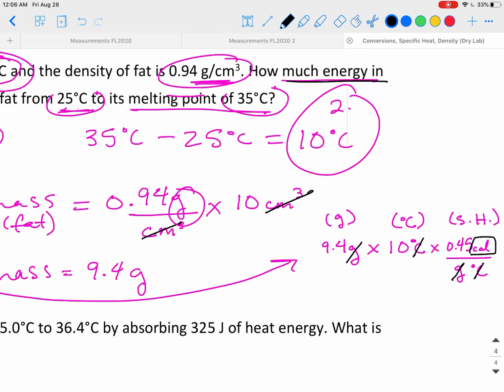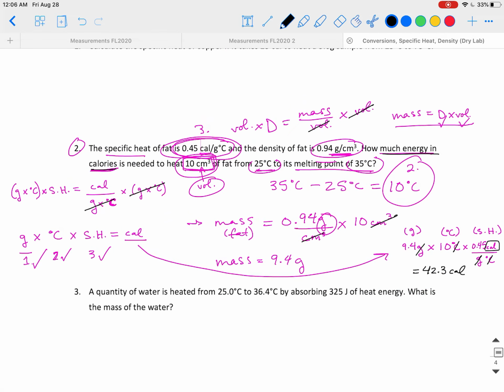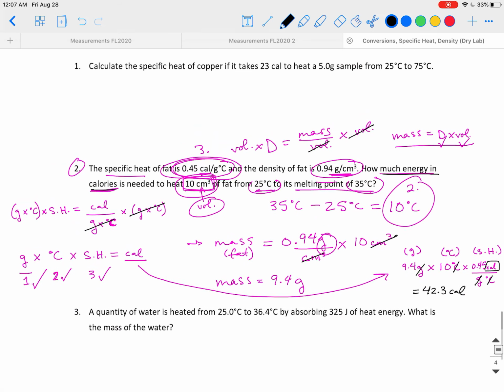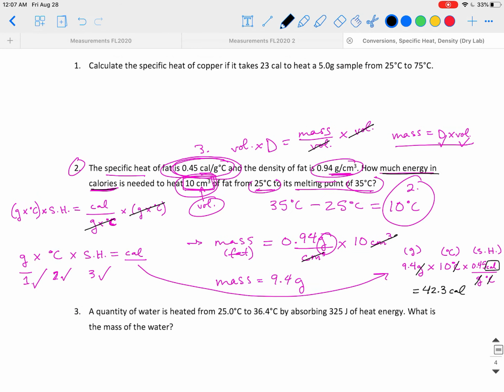So now it's just a math problem. We do 9.4 times 10 times 0.45, and you should get an answer of 42.3 calories. Okay, that is the specific heat problem that I wanted to work. I hope you find these helpful, and if you have any other questions about this dry lab as you are working it, shoot me an email or reach out.